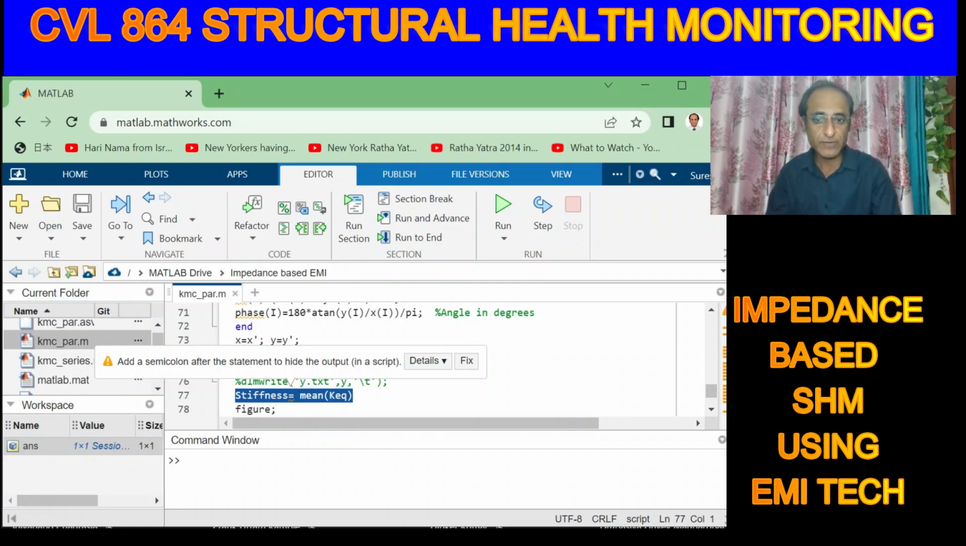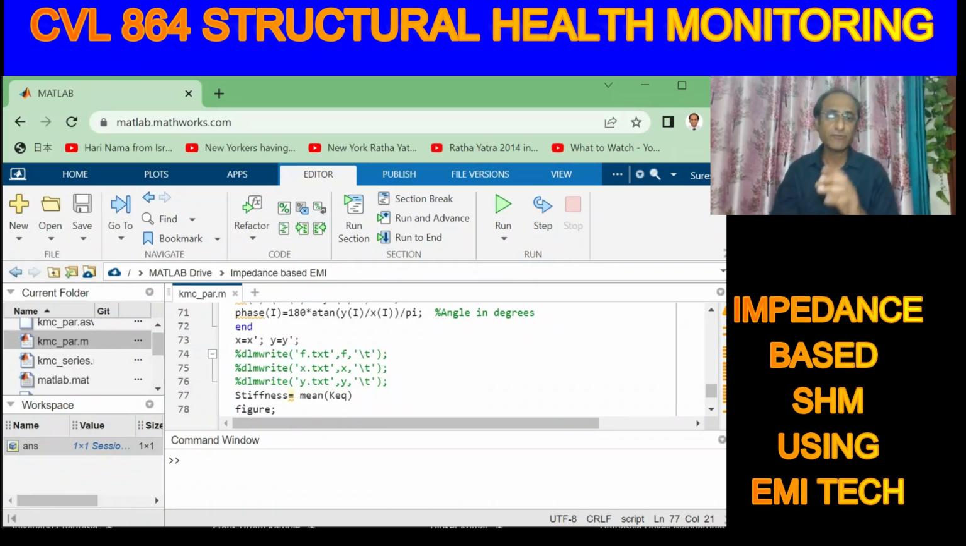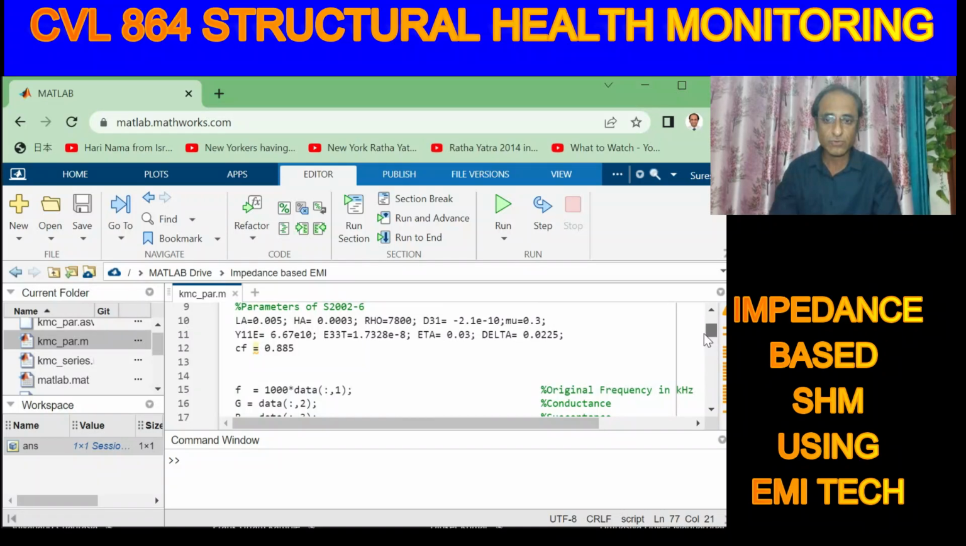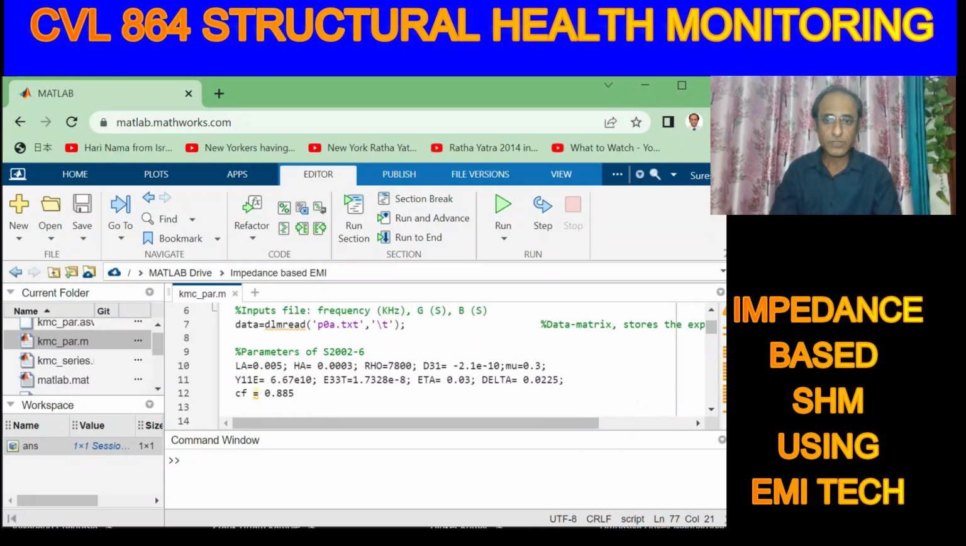But before we do the calculations, first of all we have to identify what system it is. Alright, so I am just running this program, and I am feeding here the data P0. If you see here, this is the file name p0a.txt. So I am just running it.